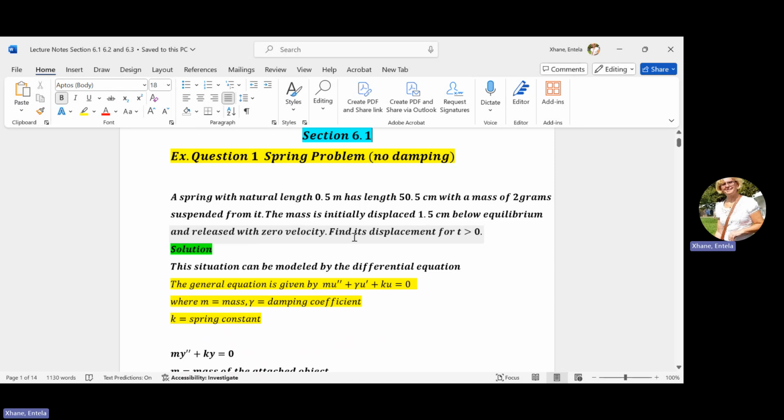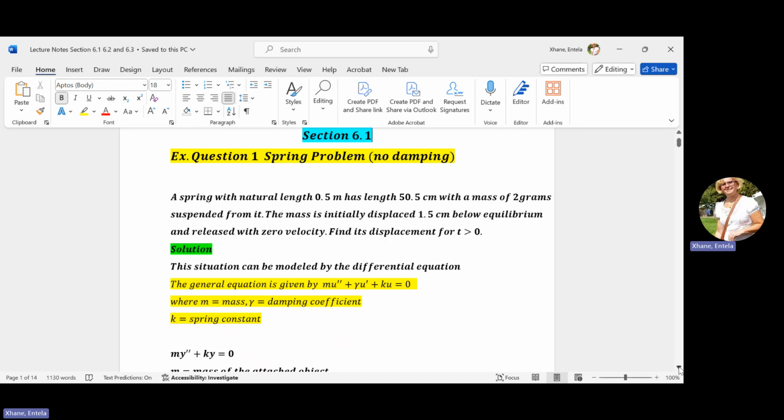Now the mass is initially displaced 1.5 centimeters below equilibrium. This below equilibrium must be considered when we compute the elements. So below, we have to represent the word below by using a negative sign. So we'll get into it. The mass is initially displaced 1.5 centimeters below equilibrium, and then of course released with zero velocity. Our goal is to find the displacement, in other words, to find u of t.